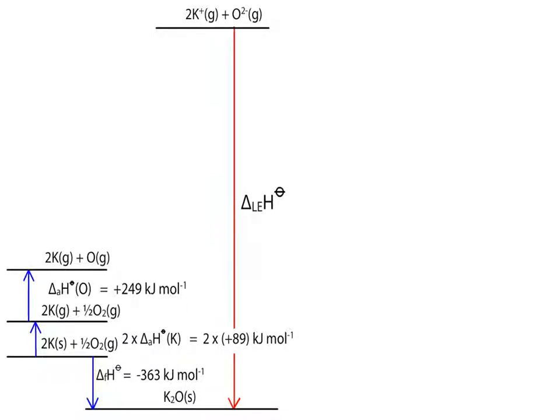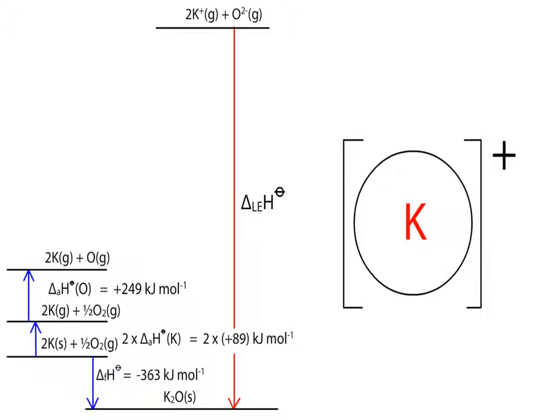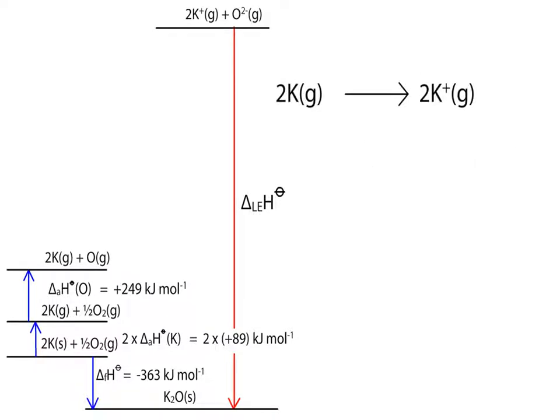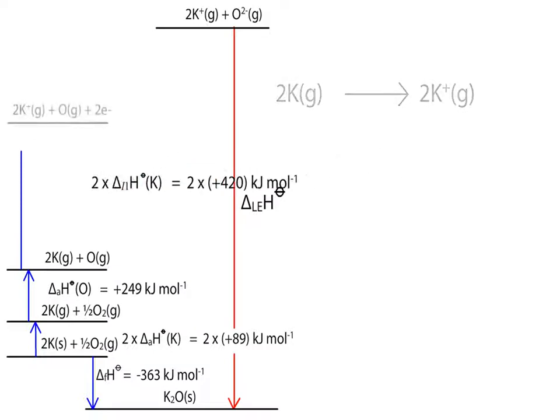For the potassium, we need to remove an electron. This is an endothermic process, as the attractive force of the nucleus has to be overcome. If we remember, the energy change when 1 mole of electrons is removed from 1 mole of gaseous atoms is the first ionization energy. In this case, we have 2 moles of potassium atoms, and so we need to double the first ionization energy.